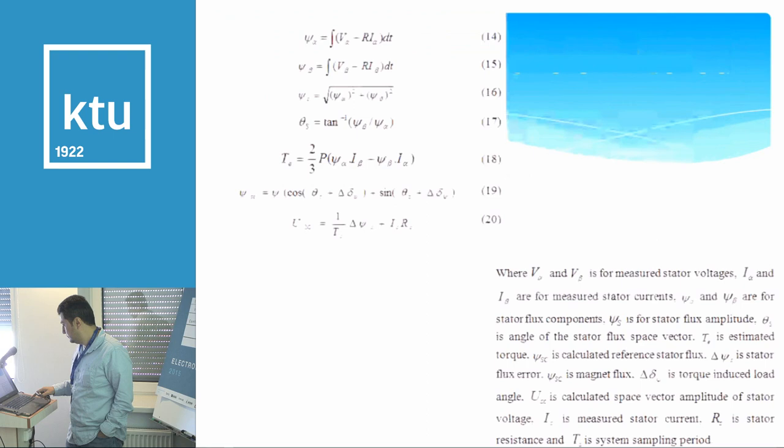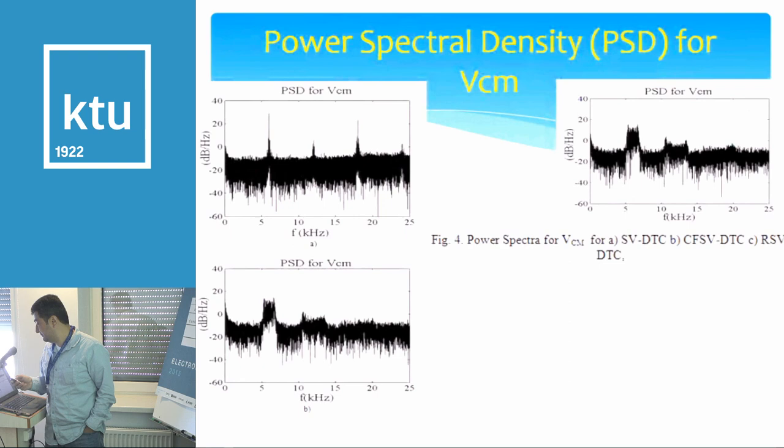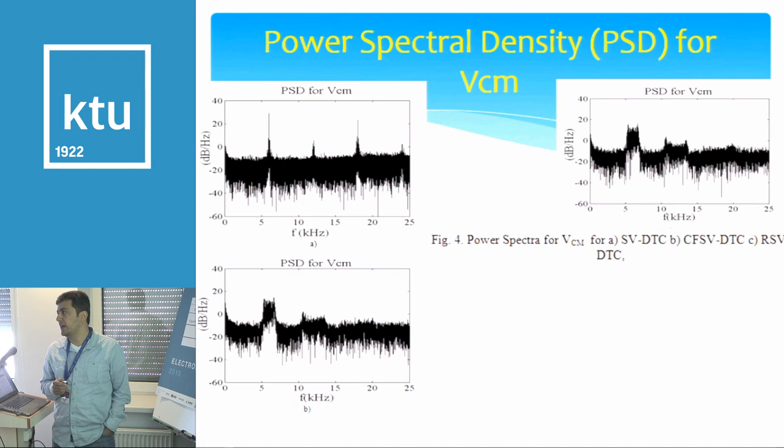I want to give some results. We mentioned VCM and VDM. This is the classical conventional direct torque control power spectral density. This is our proposed method. And this is another method in the literature, random space vector modulation, which is new in the literature. This is our proposed method, and this is conventional space vector modulation. As you can see, harmonics are bigger in this situation. Figure B and figure C are better than this.